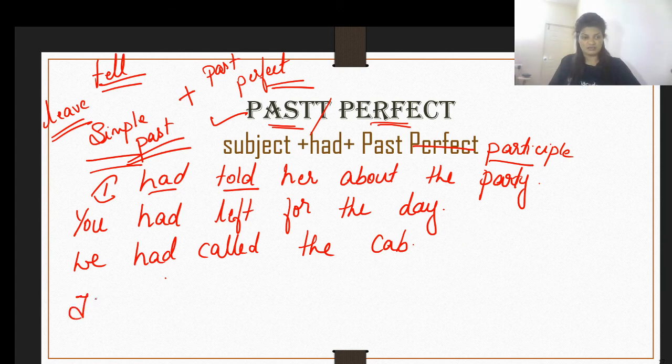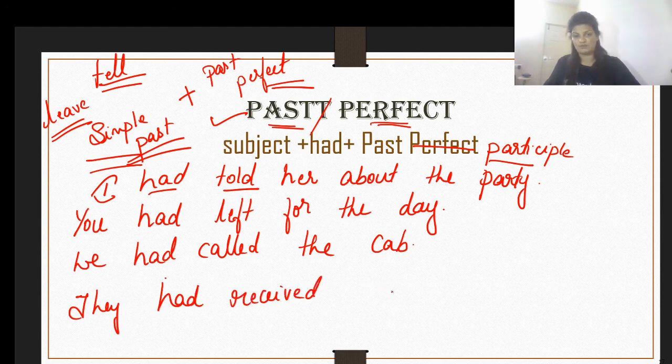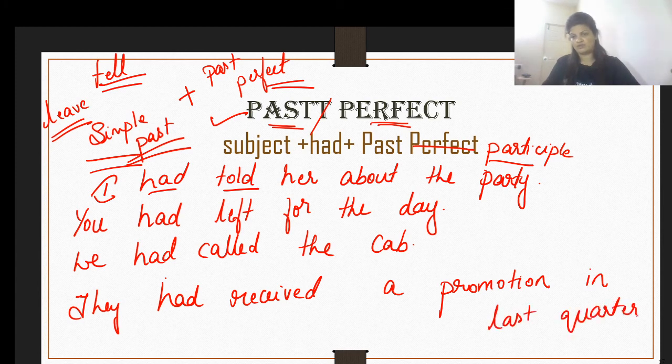Next is they. They had received a promotion. Let us say in last quarter. They had received a promotion. They is your subject, and then your past auxiliary and your past participle. So this is how you use it with subjects I, you, we, and they.